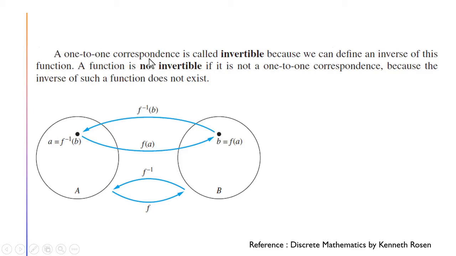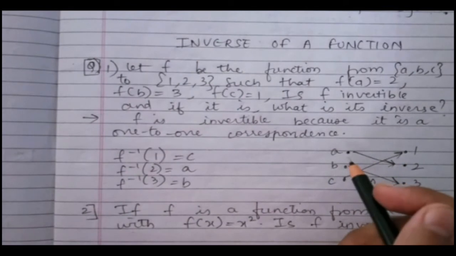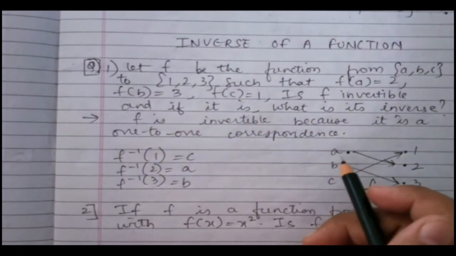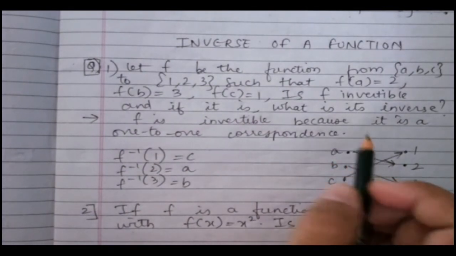A one-to-one correspondence is called invertible because we can find the inverse of it. If the function is non-invertible, it means that it does not have a one-to-one correspondence, and of course we cannot find the inverse of the function. So let's have a look at a sum on how we can find the inverse of some functions. We know the meaning of inverse.